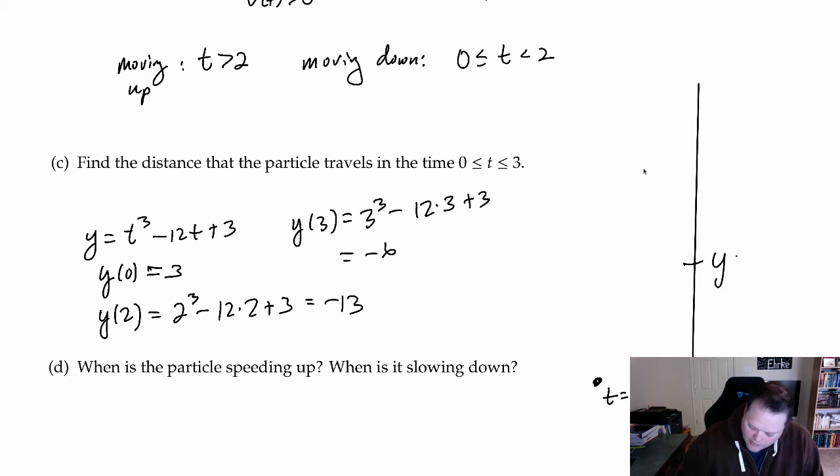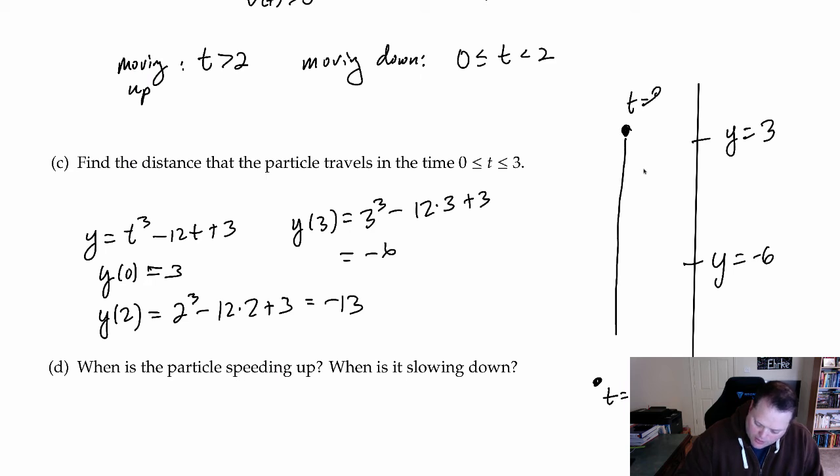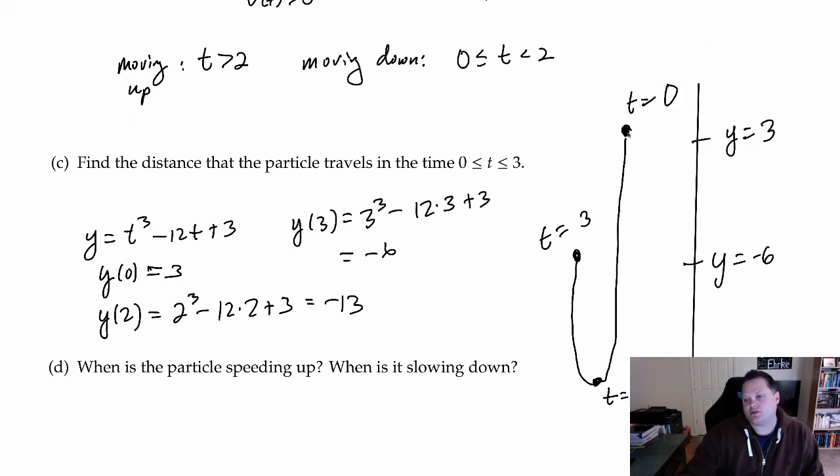So y equals negative 6 and y equals 3. All right, so we started here at t equal to 0. We went all the way down to negative 13 by time 2, and then we've come back by time 3 to negative 6. All right, time 3, not negative 3. So this is the path that the particle takes. It starts moving down, then it starts moving up after time 2, and by time 3, it's at negative 6.